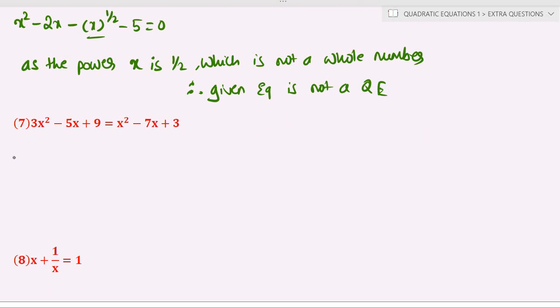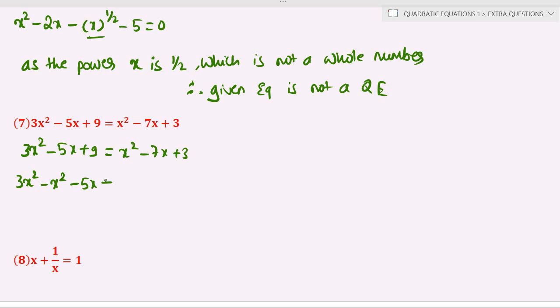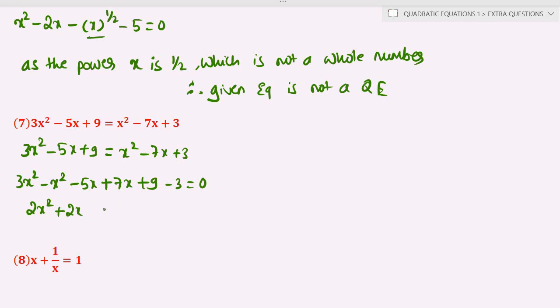3x square minus 5x, I'm rewriting the equation again. 3x square minus 5x plus 9 is equal to x square minus 7x plus 3. Everything you take to the left hand side, what happens? 3x square, x square, when it comes to the left hand side it becomes minus x square. Here it is minus 5x, minus 7x, when it comes to the left hand side it becomes plus 7x, plus 9 plus 3, when it comes to the left hand side it becomes minus 3 is equal to 0. 3x square minus x square is 2x square, minus 5x plus 7x is plus 2x, plus 9 minus 3 is 6 is equal to 0.